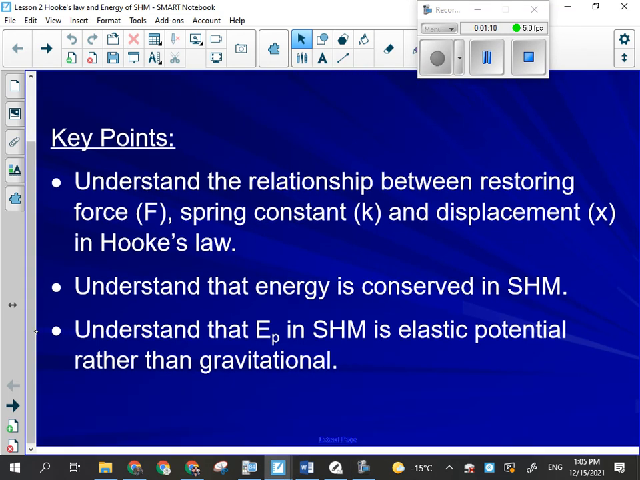Okay. So we're going to look at Hooke's law. I introduced that right at the end of class yesterday, just kind of briefly talked about it, but we didn't really go into a lot of detail. Okay, we've got to look at energy, mechanical energy being conserved in simple harmonic motion. And we have to understand that potential energy in simple harmonic motion is elastic potential rather than gravitational. Okay, I mean, in a pendulum, it's still gravitational potential energy. There's no elastic potential energy in a pendulum. But for a mass on a spring, or something like a bungee cord, then we have elastic potential energy instead.